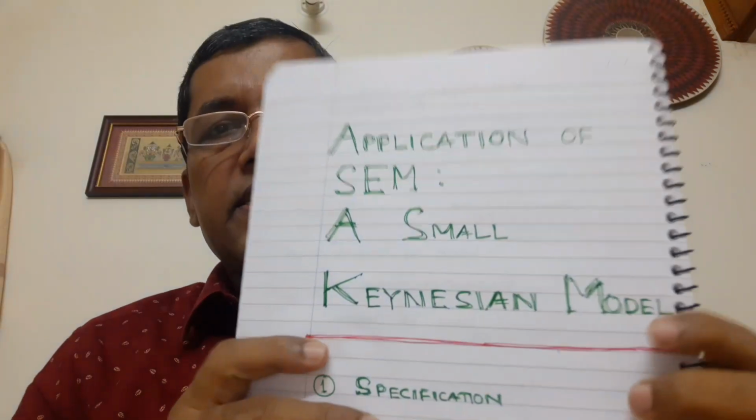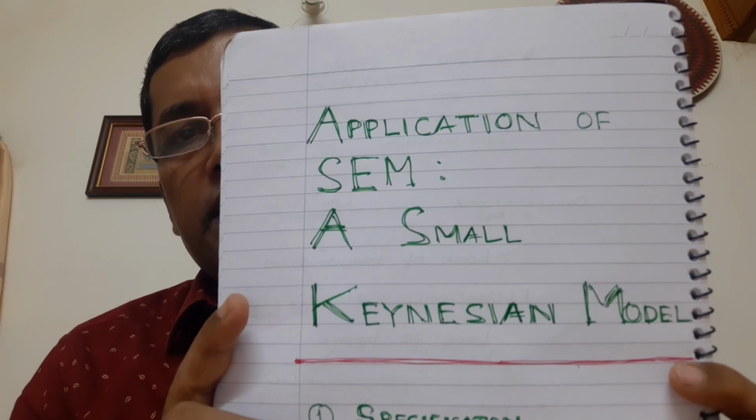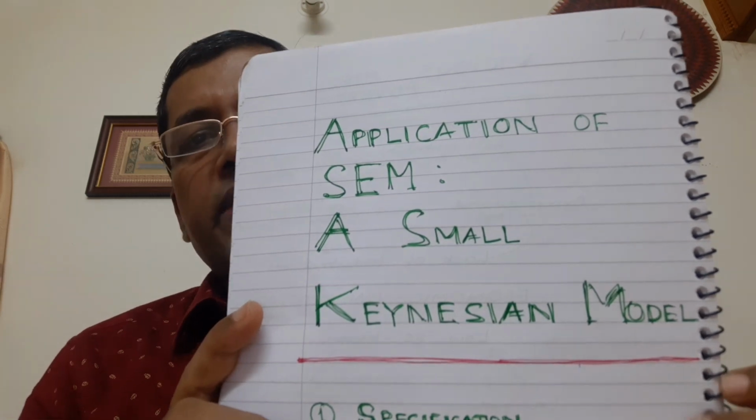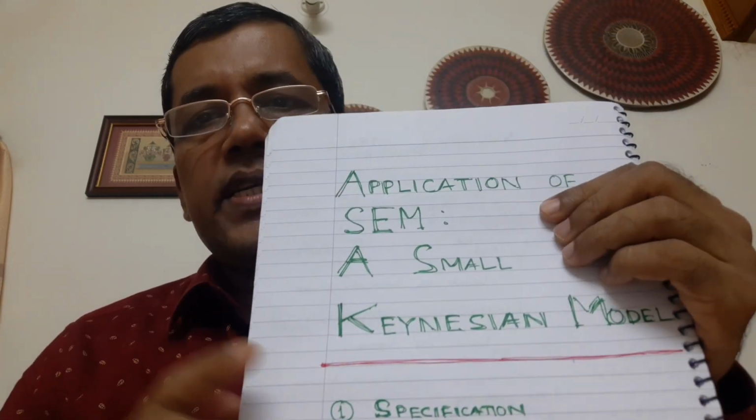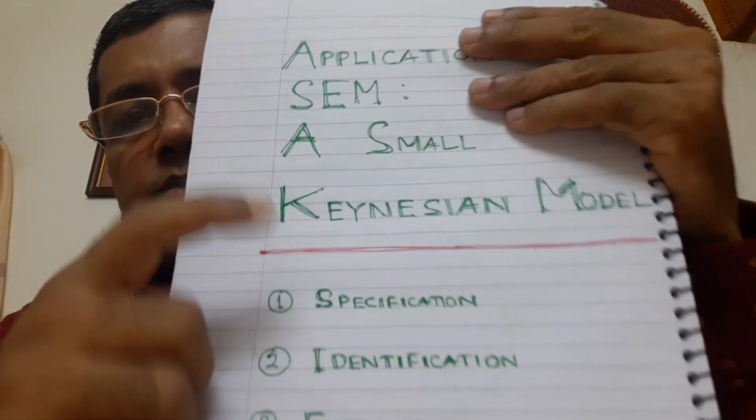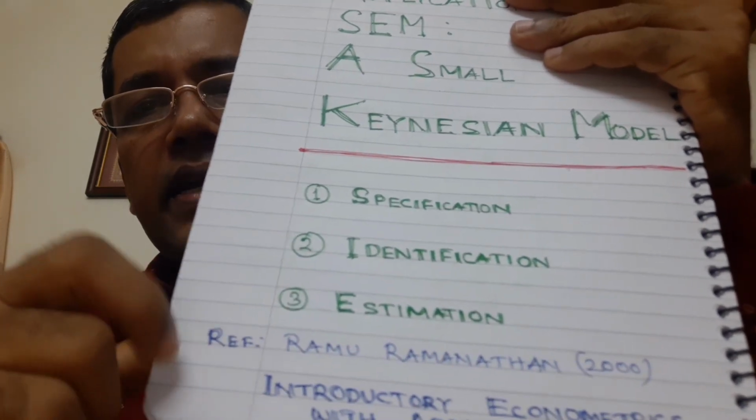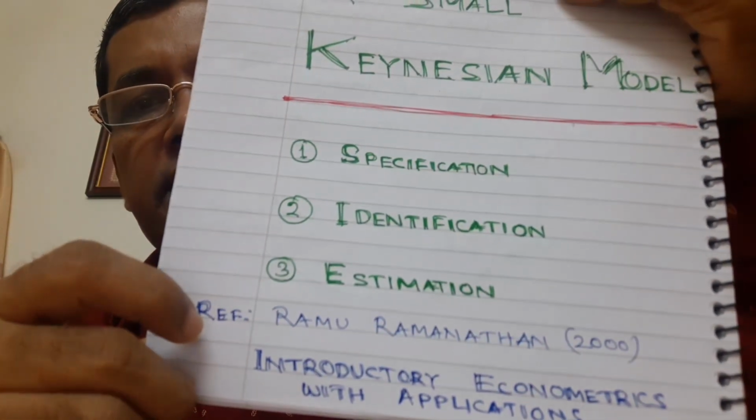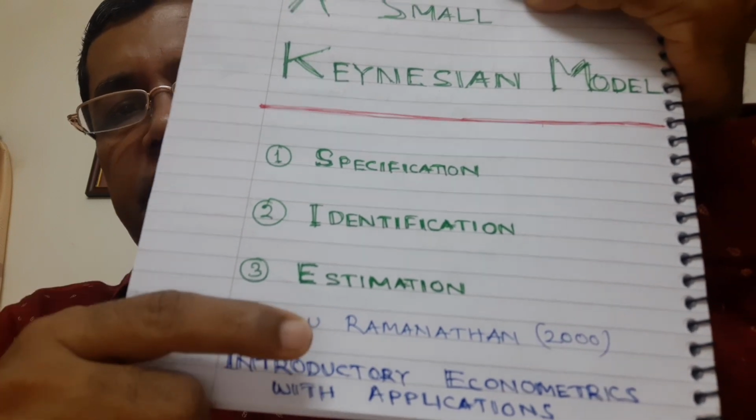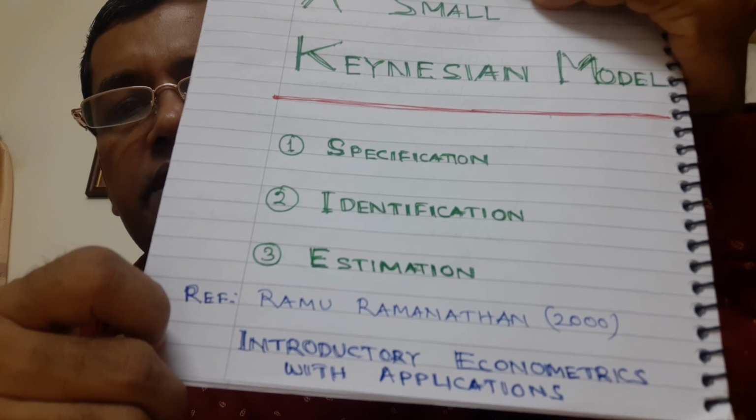So basically the topic for today's discussion is the application of the simultaneous equation model, a small Keynesian model. We'll discuss this in 3 steps: the specification of the model, then identification, and then estimation. And the reference for today's lecture is the book by Ramu Ramanathan, 2000, Introductory Econometrics with Applications.